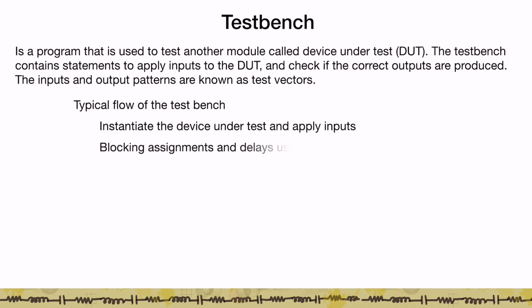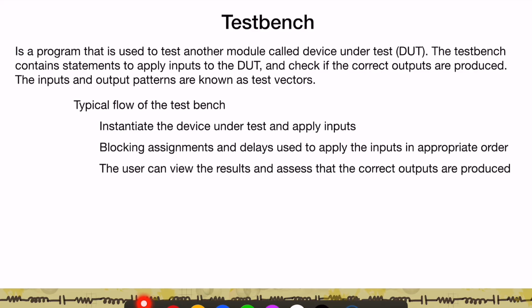Now, what does a typical test bench contain? A typical test bench instantiates the device under test and then applies inputs. We normally use blocking assignments and delays to apply inputs in appropriate order, and then the user can view the results and assess whether the correct outputs are produced.